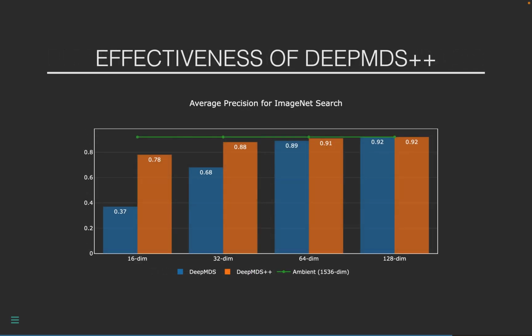For ImageNet, we compare the average precision of image search and retrieval. Even if we compress down to 32 dimensions from 1536 dimensions, there is only a small loss in performance. Compressing further down, however, causes further performance loss. We also notice that Deep MDS++ significantly outperforms Deep MDS, especially at lower dimensions.